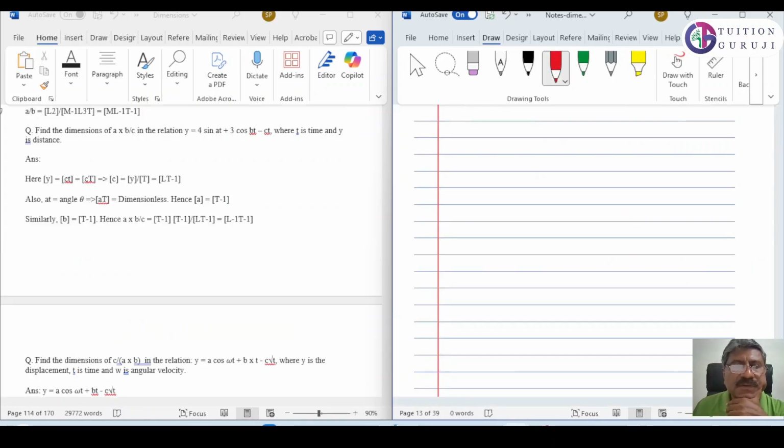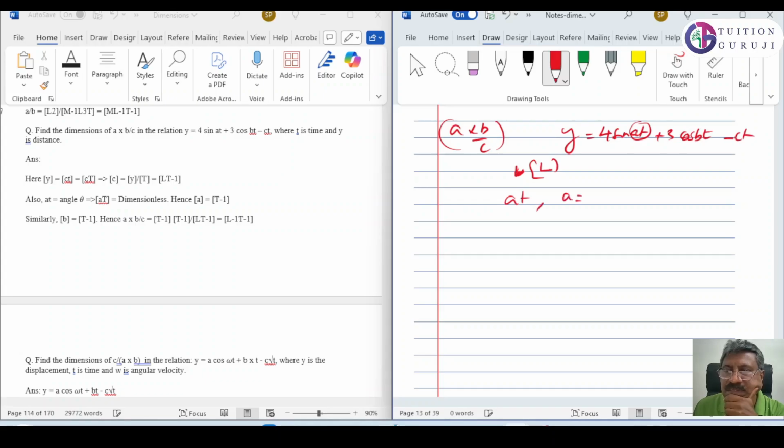Now the next question is to find the dimensions of A into B by C. We have to find A and B by C in the relation y is equal to 4 sin at plus 3 cos bt minus ct. So we know y is distance, so its dimension is L. In 4 sin at, at is dimensionless.